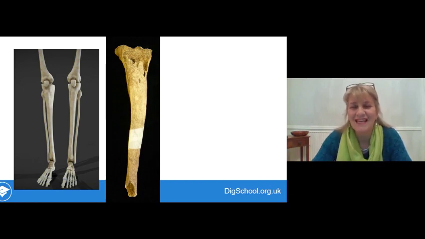So this is the next example. So have a look at this and see if you can work out which bone it is and what makes it a bit abnormal or a bit unusual.